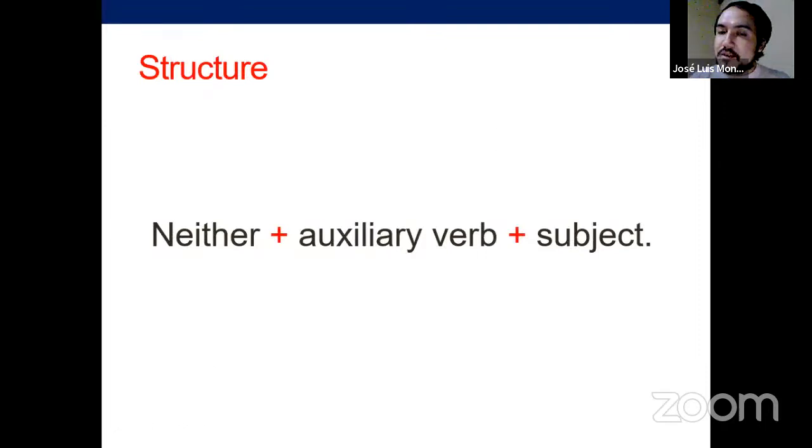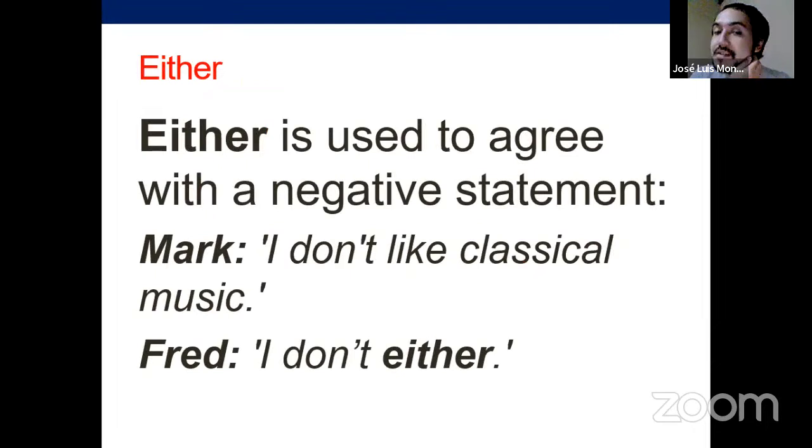Again, the logic: neither, auxiliary verb, subject. Neither do I, neither did I, neither have I, neither will I, neither could I, neither should I, and so on and so forth. Here is the same, but you have to be careful with this one, Gladys, because you have to use the auxiliary in negative. Okay, this is the only one that is different because the auxiliary has to be in negative. So let's also read this explanation, please, and the examples.